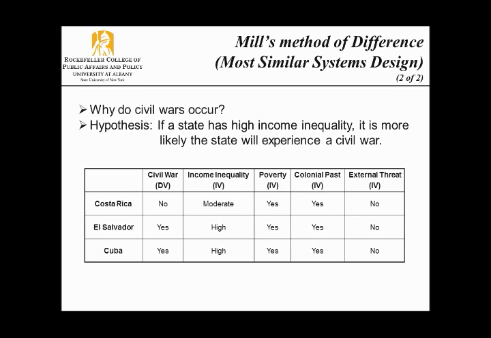From this, one may conclude that there is a relationship between high income inequality in this case, and civil war. So remember, in the most similar systems design, you are looking for what is different in the independent variables that causes your dependent variable to have variance. While in the most different systems design, you are looking for what is the same in the independent variable that causes your dependent variable to have no variance.